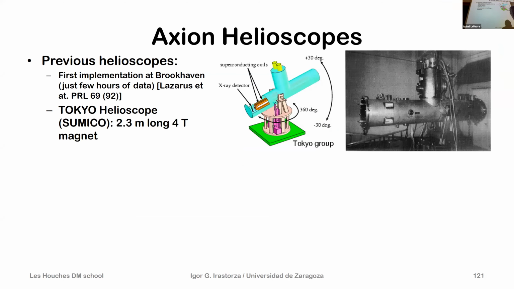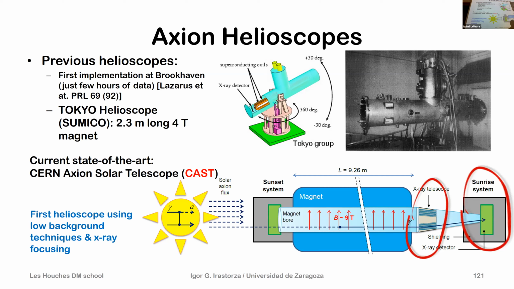So let me go back to the standard helioscope idea and tell you a bit what has been done in the past. The first implementation of this idea was done in Brookhaven in the 90s. Then there was a helioscope called Sumico in Tokyo. But the state of the art now is represented by the CAST experiment that has been running at CERN for almost 2 decades now. It's almost finishing the experiment.